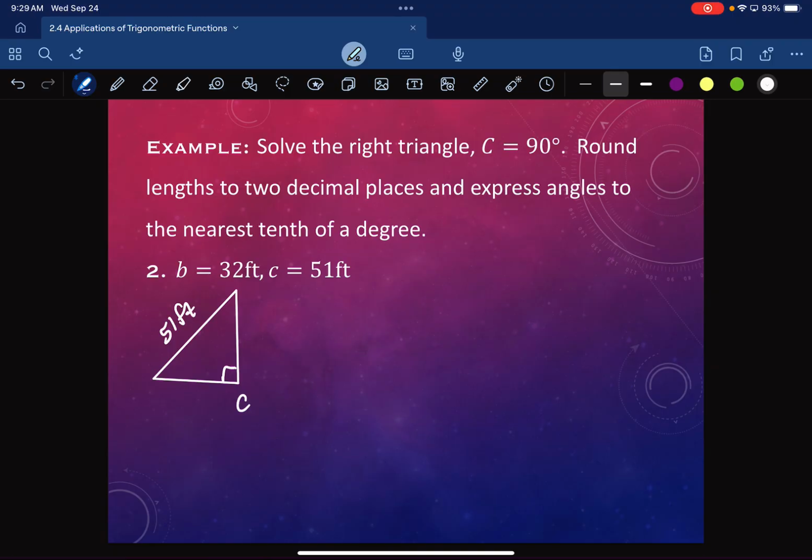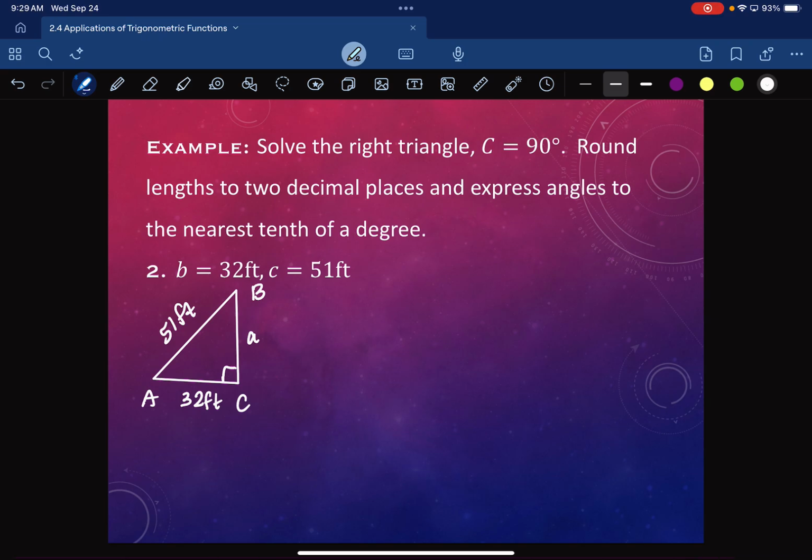Let me see what I've got written down. I didn't do it this way. That's fine. We'll do A at the bottom and B on the side. So this is side A over here. It's the one I don't know. The B at the bottom is the 32 feet. So these are the pieces of information that I'm given in a visual.